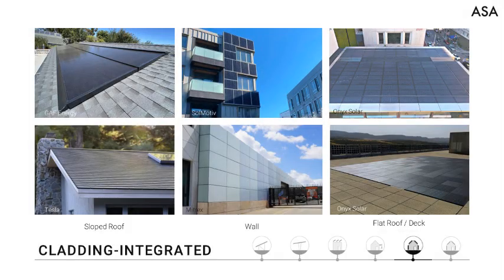Cladding is generally integrated either on a sloped roof, a wall, or a flat roof or deck in the case of a walking surface. Roof integrated cladding offers the best energy production opportunities, while wall systems can provide increased energy generation when expanding beyond the rooftop is required.